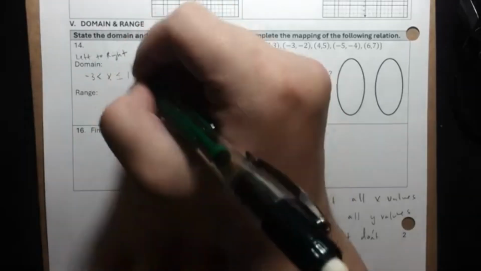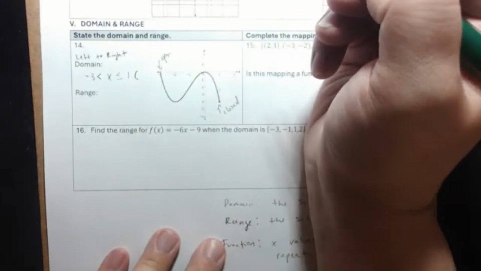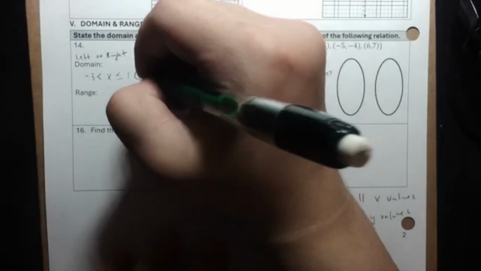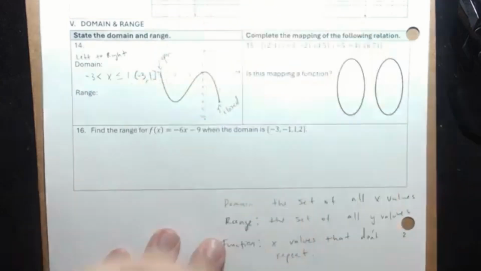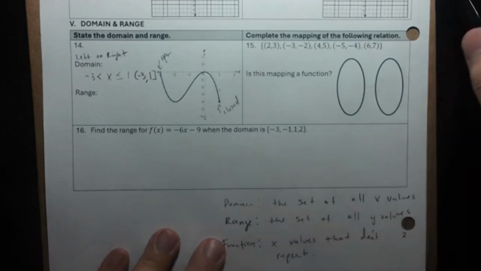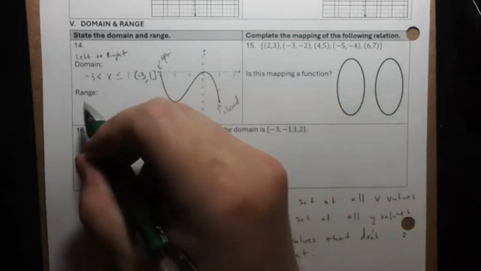Or we can write this as open parentheses, or regular parentheses, -3, comma, 1 with a square bracket right next to it. Okay, so those are two ways to write your answer for the domain of number 14. Okay, all right. The range.